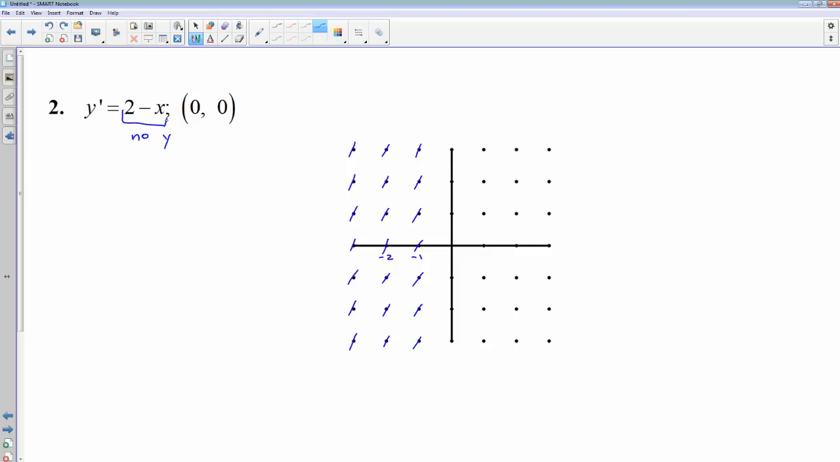X-coordinate 0: 2 minus 0 is 2. So this is going to be a slope of 2, and now we're starting to get a less steep slope. If my x-coordinate's 1, 2 minus 1 is 1. 2 minus 2 is 0, so now I have a horizontal line, slopes of 0. And then 2 minus 3 is negative 1, so now we have a negative slope, and negative slopes across these points.